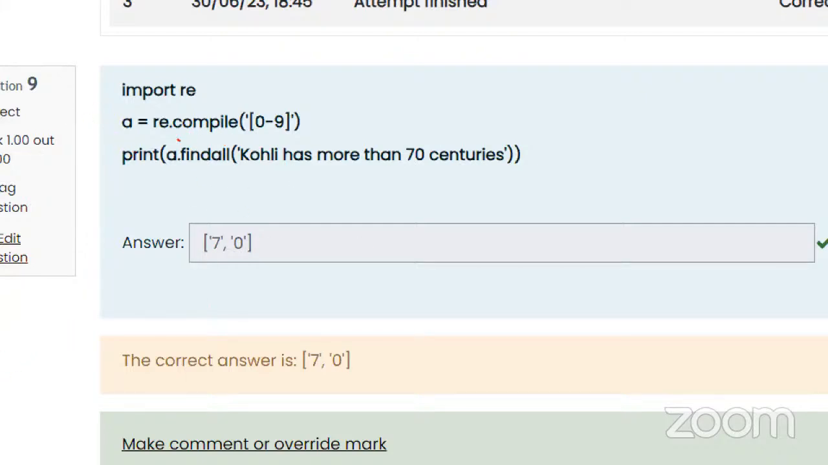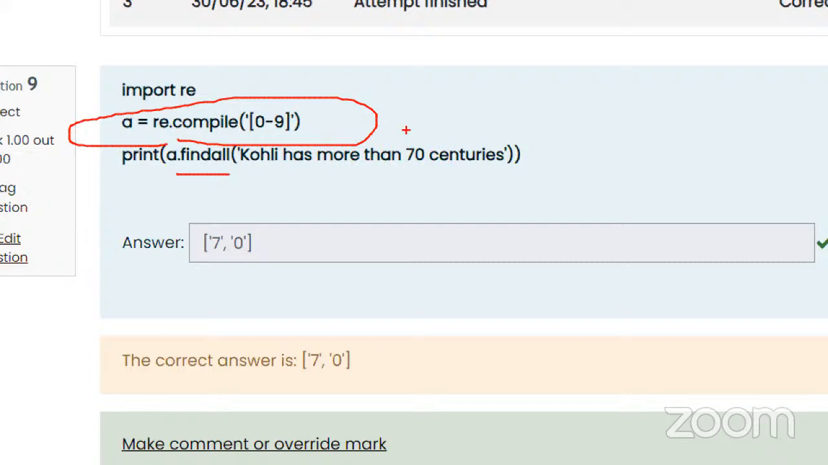This is also one of the inbuilt functions I told you about in the last class, re.compile. re.compile generates the pattern and stores it in A. So what is the pattern I am having? The pattern is anything between 0 to 9 if it is found. Then we find all such occurrences and generate a list out of it. So the findall function finds all such occurrences between 0 to 9 and generates a separate list for that.